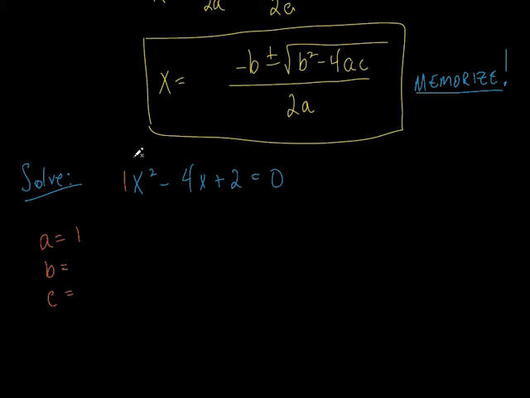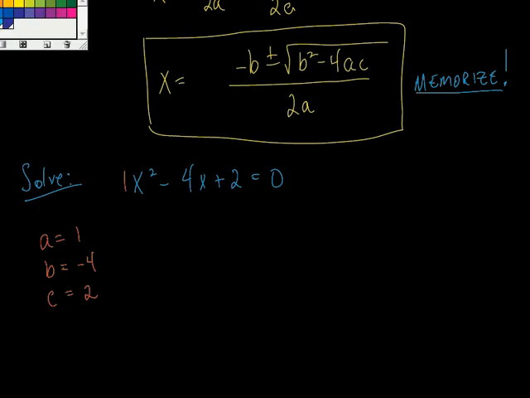Remember, our equation is ax squared plus bx plus c. So it's negative 4, so b is negative 4. Okay, what's our c? Plus 2, positive 2. You got it? So really, all this is just plugging and chugging. If you know the formula, and that's what formulas are good for, plug and chug, right? Take a number and put it in. And that's what we're going to do right here.